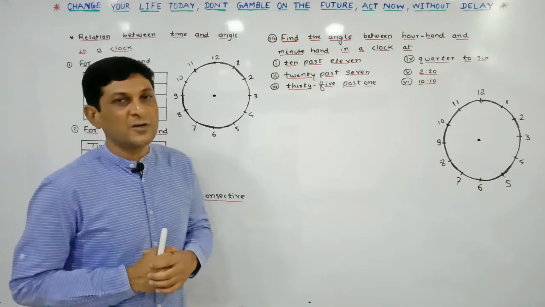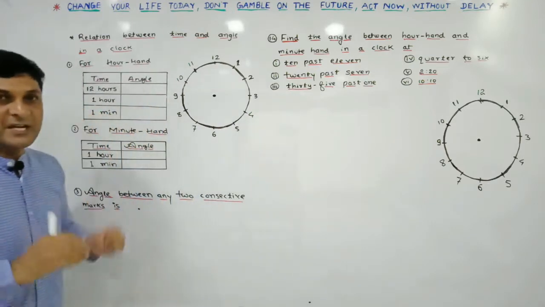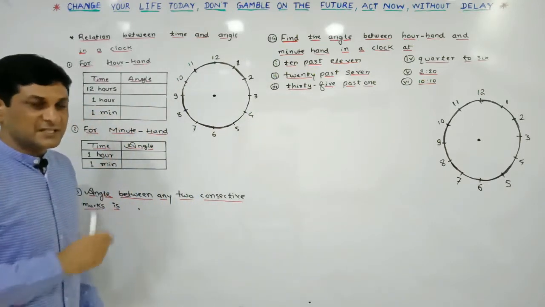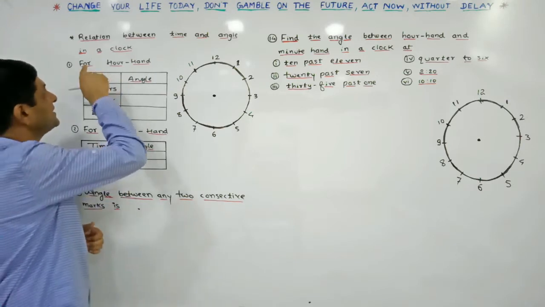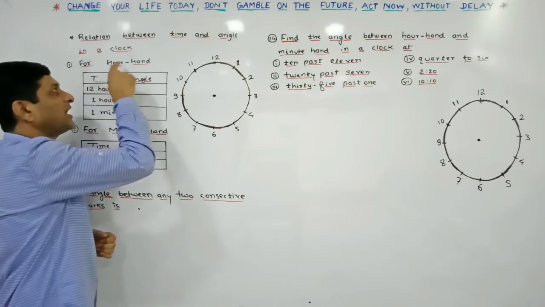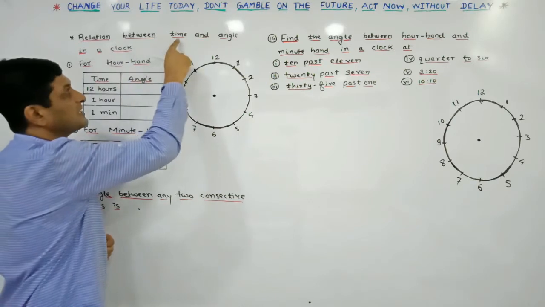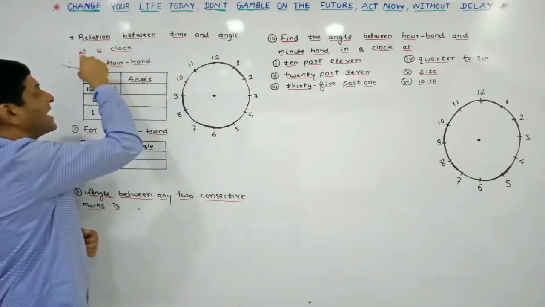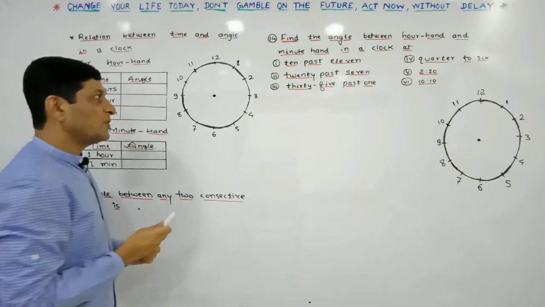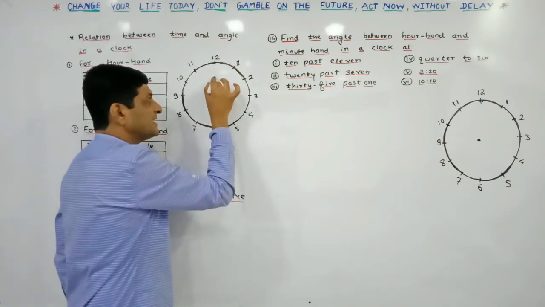So try to understand all these results. Already you are very familiar with a watch, isn't it? So first we are discussing important results related to the hour hand. Means we are discussing the relation between time and angle in a clock.